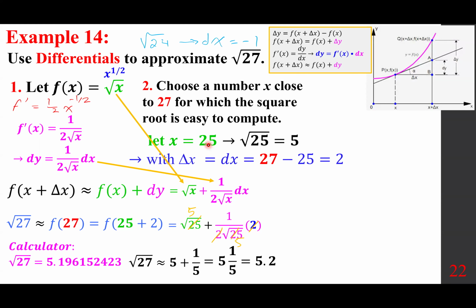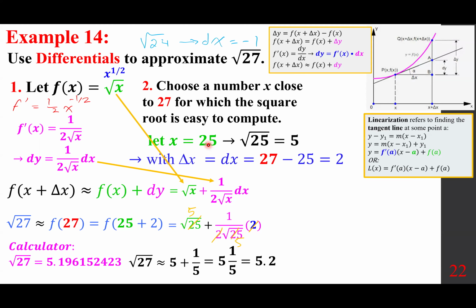Again, I want to show you how the linearization works by using y minus y1 equals m times x minus x1. So linearization, that means we are looking for the tangent line, which we're going to call L of x, for the function f of x, which is square root of x, at x equals 25.